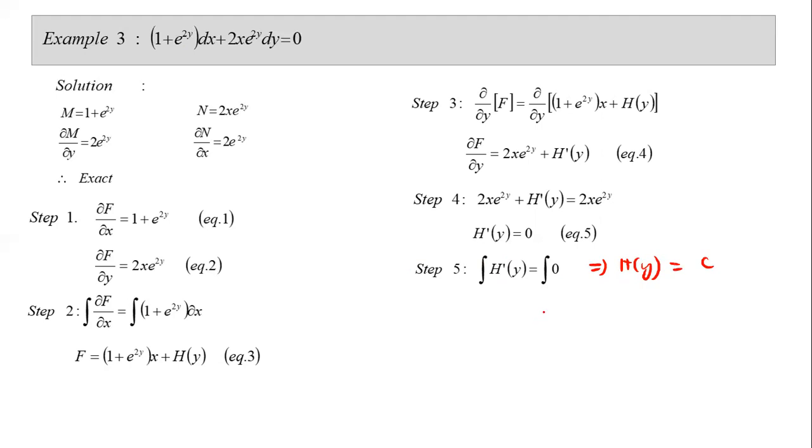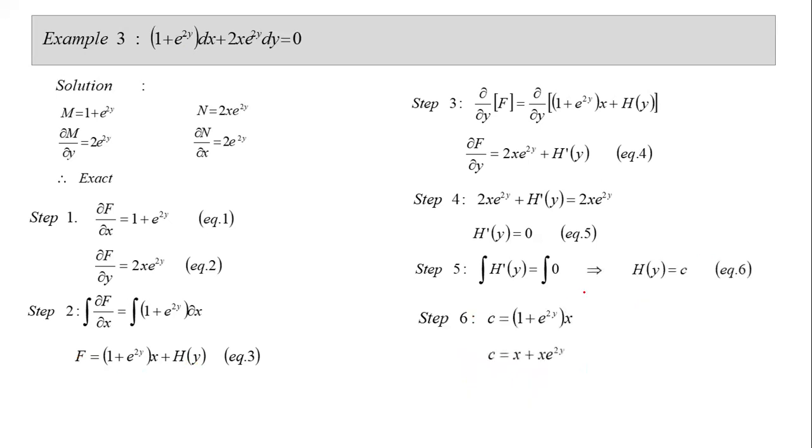And then step 6, set f equal to c, and I'll let this constant be c1. Okay, so then you have 1 plus e to the 2y times x, all right, plus h of y, that is c1, equals f, and we let f be c. So then you combine this c and c1, and that will make another c equals 1 plus e to the 2y times x. Okay, and this is the general solution that we are looking for.